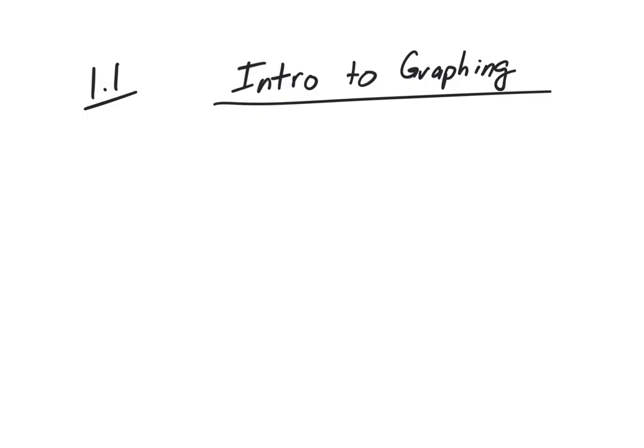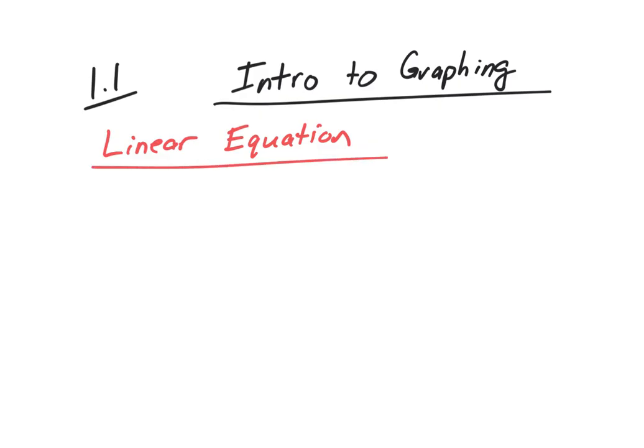The first type of equation that we're going to talk about is a linear equation. A linear equation makes what type of shape? A line, right? Kind of right there in the word, linear. So all linear equations are going to make a line.